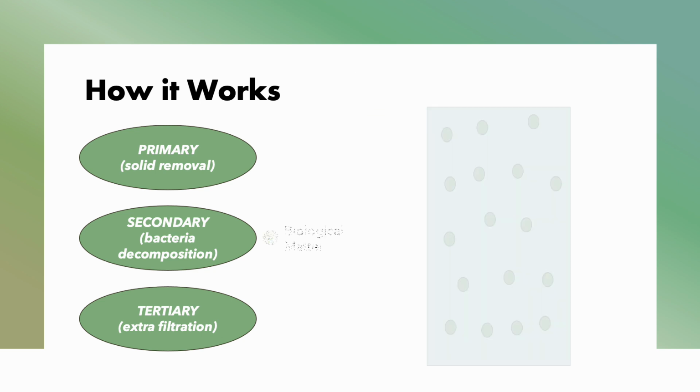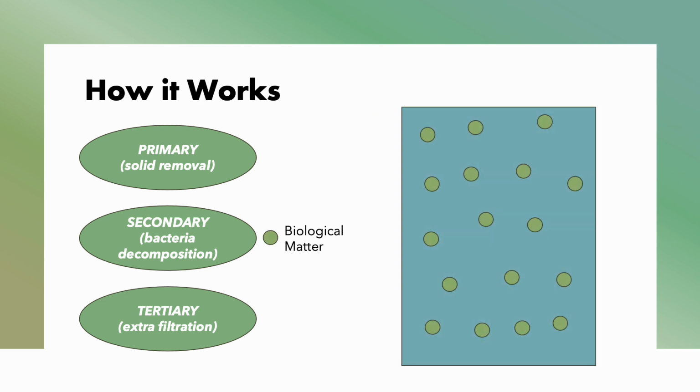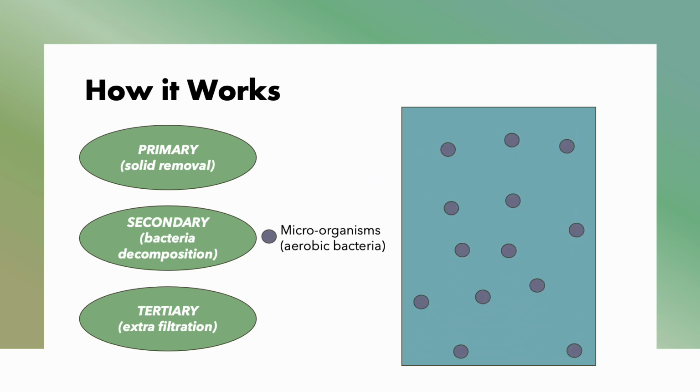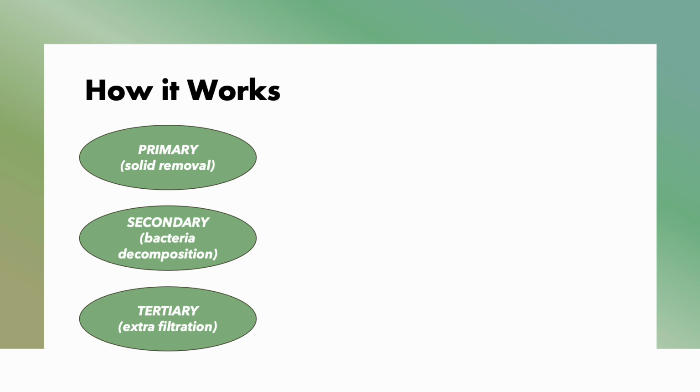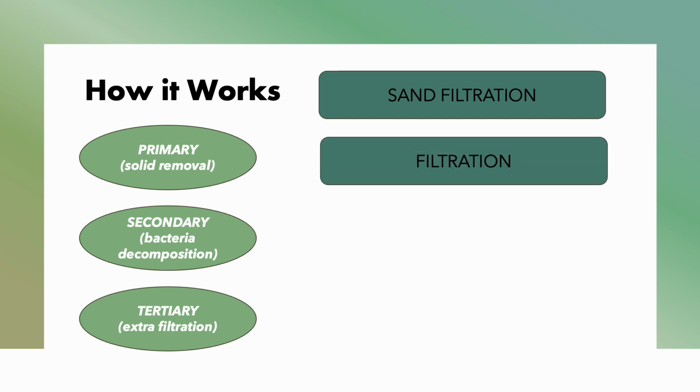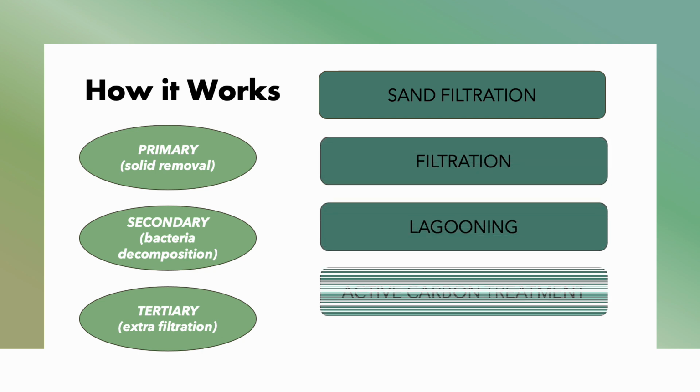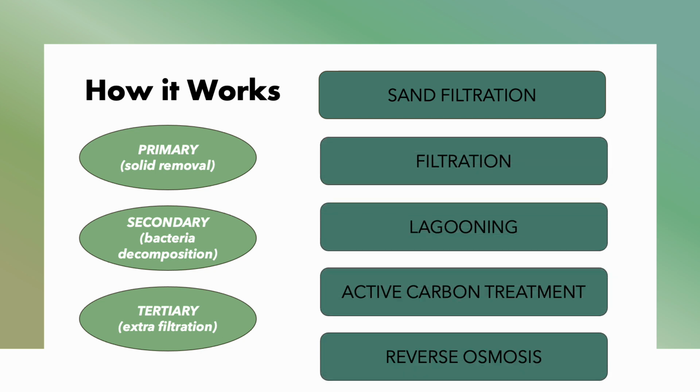treatment. In the secondary treatment, dissolved and suspended biological matter is removed, often using microorganisms like aerobic bacteria in a controlled environment. In tertiary treatment, the water is further cleaned before being discharged back into the environment. There are several methods that can be used to purify sewage during this step. Some of these methods are sand filtration, lagooning, treatment by active carbon, and reverse osmosis.